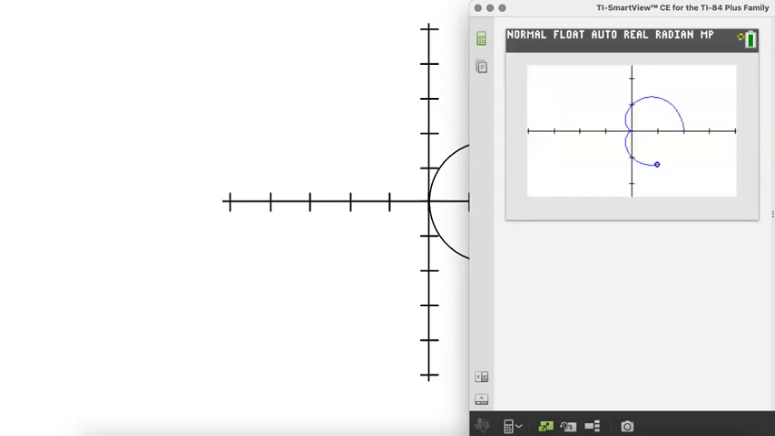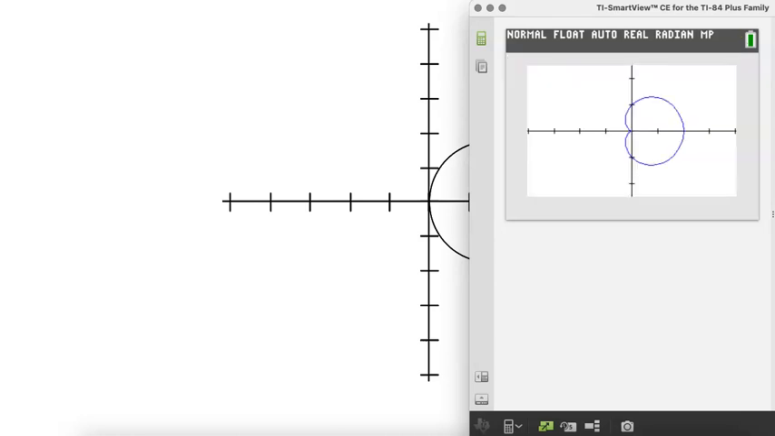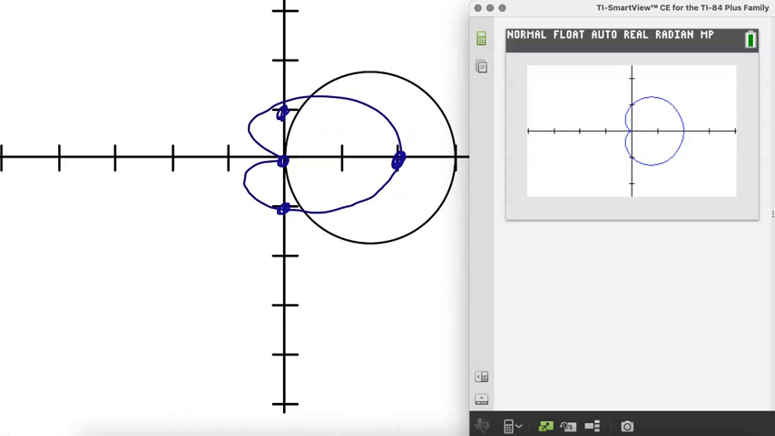And again, my window was 0 to 2 pi. So that completes a full rotation in that amount. And notice my graph started way out here at 2, and then it went up to 1, came back around to 0, hit -1, and went back through the object again. So I have a sideways shape. And I'm trying to find, in this case, the area of the common interior. So the area that they both share together.